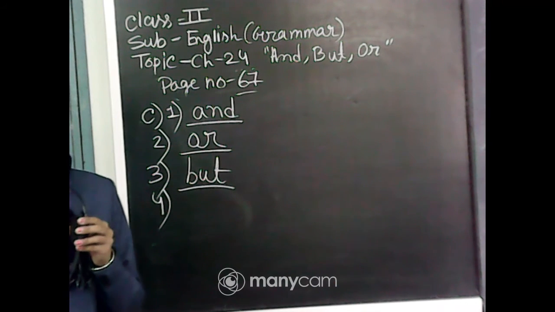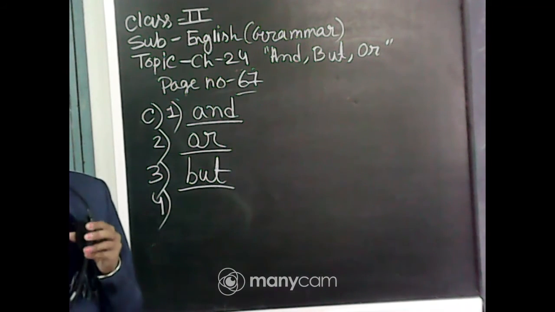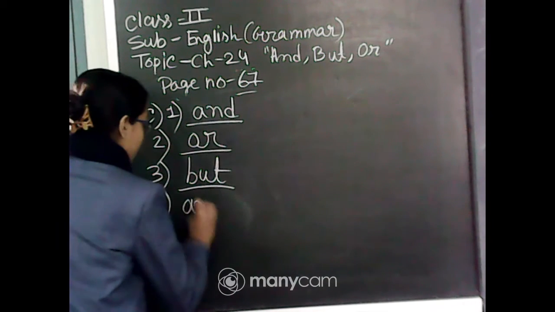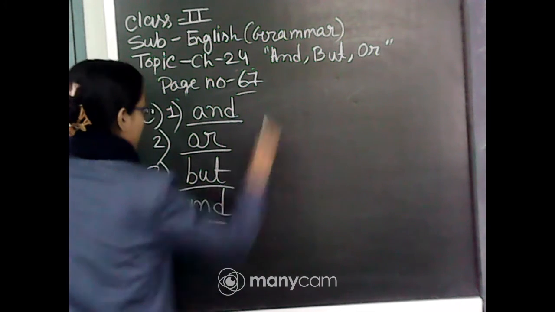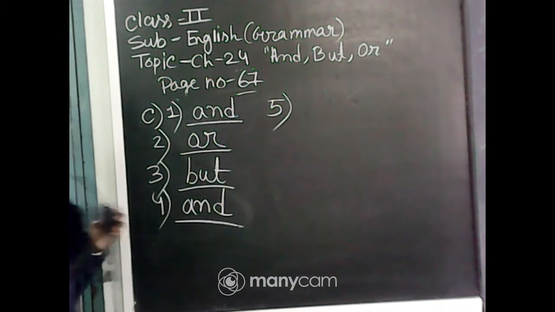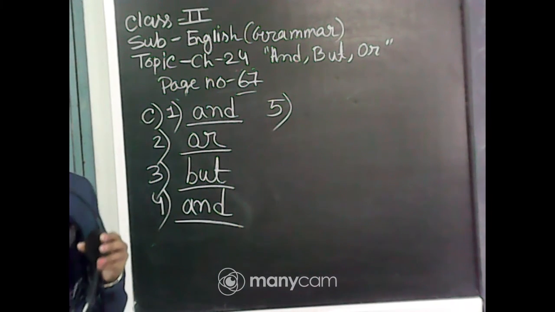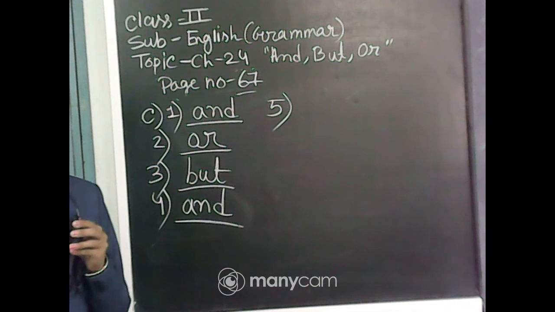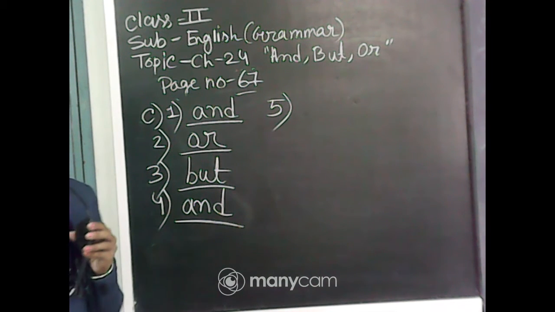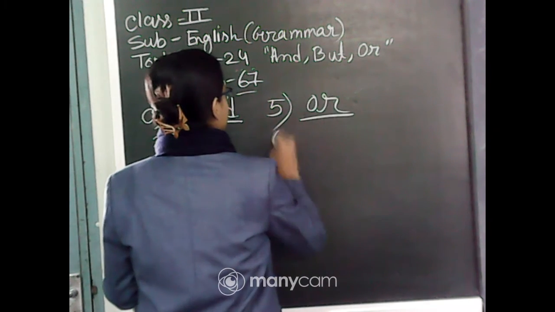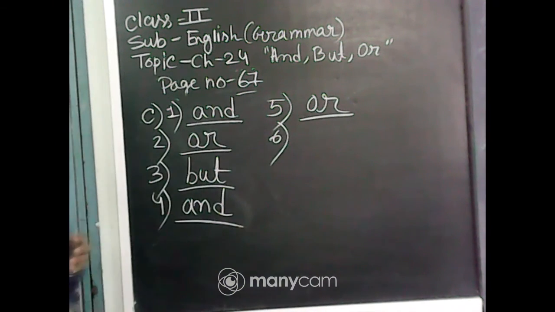Number 4, tigers dash wolves are wild animals. It will be and, as they are of the same category. Tigers and wolves are wild animals. Number 5, you can have this chocolate dash this pen. You cannot have both. So it will be or again. You can have this chocolate or this pen.